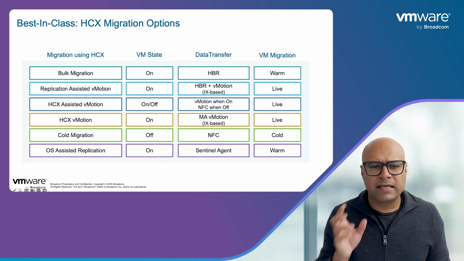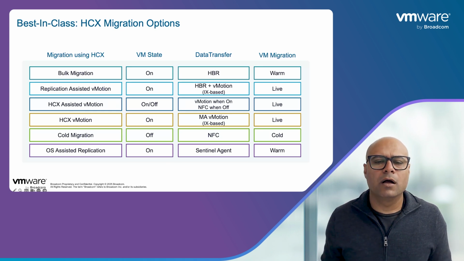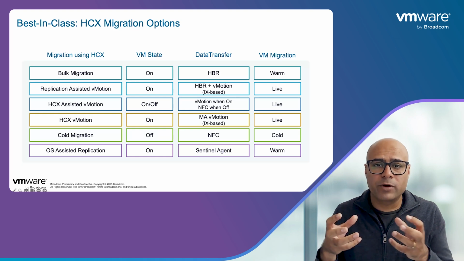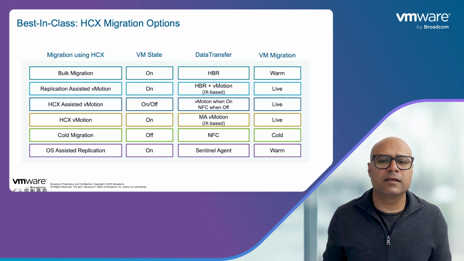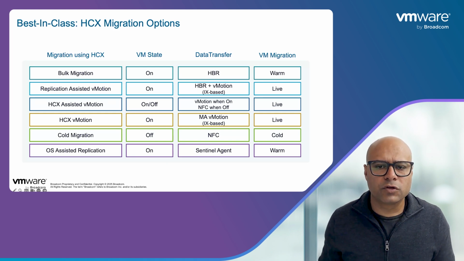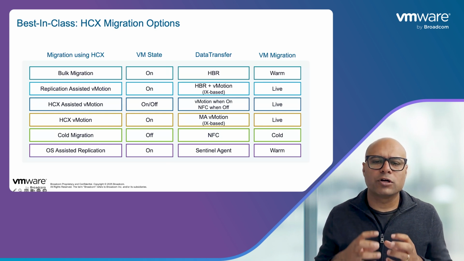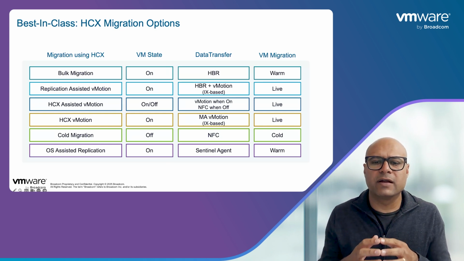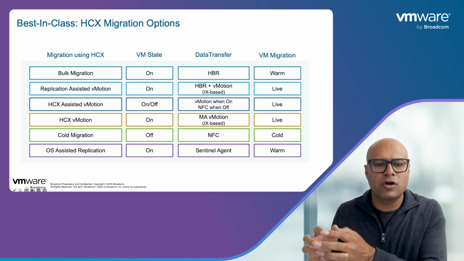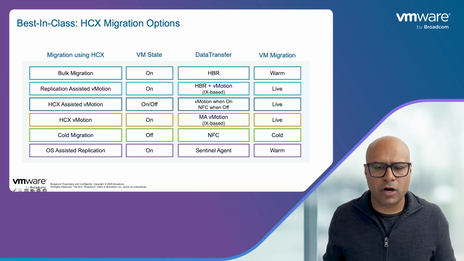OSAM is the only HCX migration type that requires an agent, or we call it Sentinel, to be deployed on the guest operating system of the virtual machine that is getting migrated. You need that to copy the state of the virtual machine and recreate it within the vSphere environment. This migration process is a warm migration, which means that once the virtual machine is copied on the target side, HCX powers off the source and then powers on the target virtual machine.